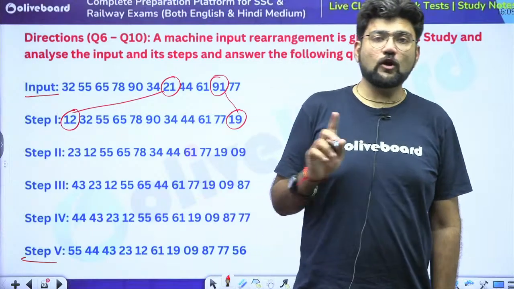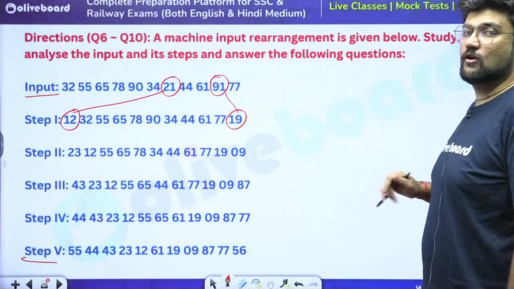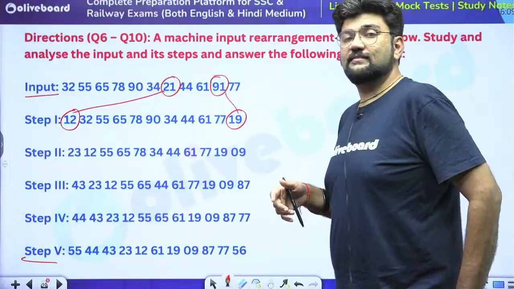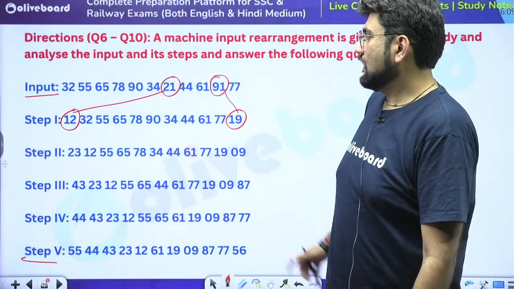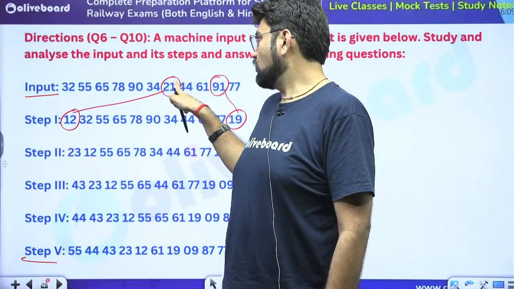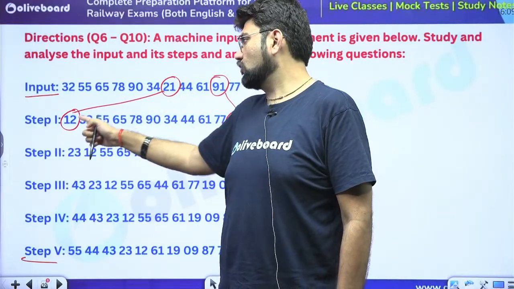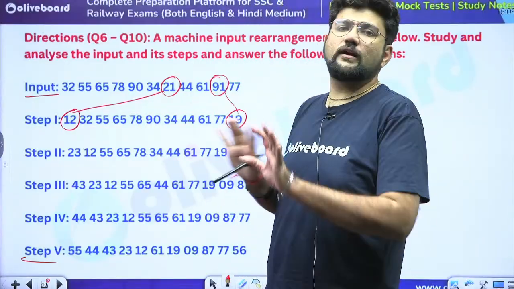When I taught input output, I told you there is a concept: one of the expected outputs is flipping. That is, the digits of the numbers are interchanged. And that is exactly what is happening here. The smallest number is being flipped and brought to the front. The largest number is being flipped and brought to the back. The order is not mattering.